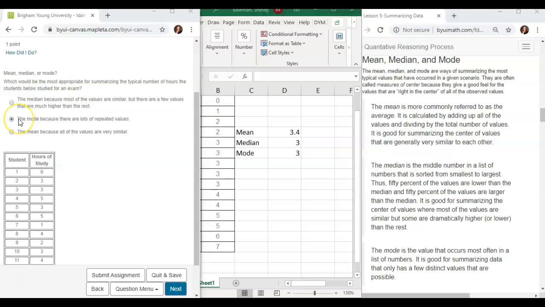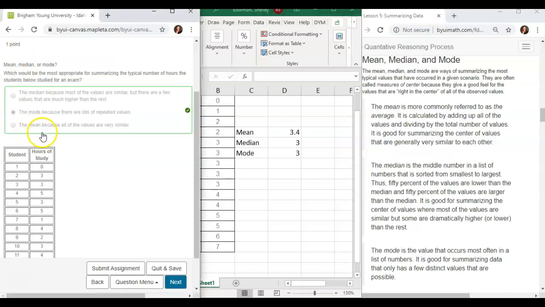And because mode ends up showing up so frequently here, and we don't have anything too terribly high or low for the median, I'm going to go ahead and select mode, and we can check that on how did I do. Excellent, and we can move to the next one.